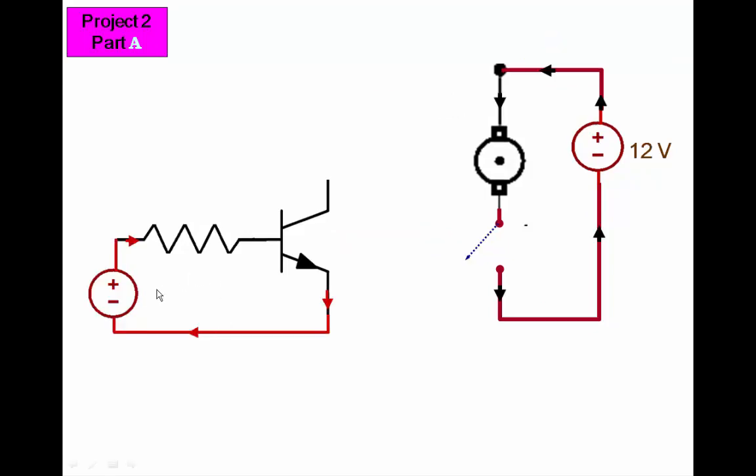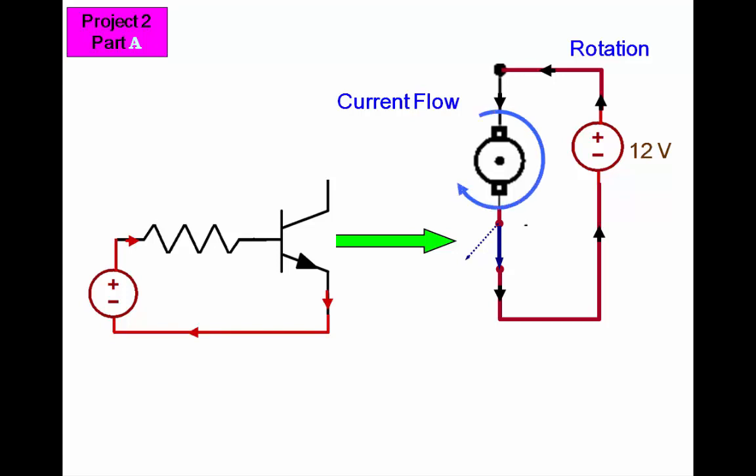Conversely, if a voltage is applied to the two terminals of the transistor switch, then it's as if the switch is closed in the motor circuit, current can then flow, and the motor will rotate. And again, the speed of rotation will be proportional to the average DC voltage applied to the switch.